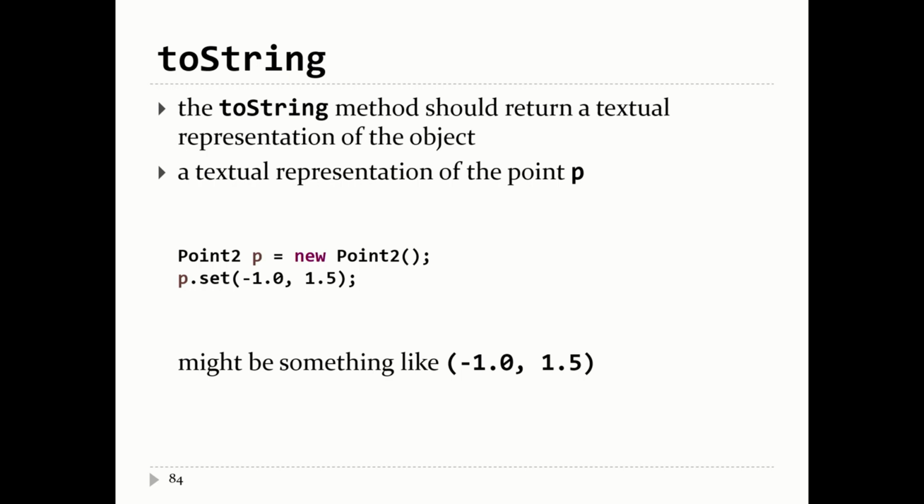You might do it differently depending on what you're using points for. If you're a mathematician, you might use square brackets to indicate that it's a vector, and then put the -1 and then a space and then a 1.5, or something else. So we're going to generate the string representation for our points like that. OK, so how do you do this? Well, you just replace the definition of toString that you get from Object.